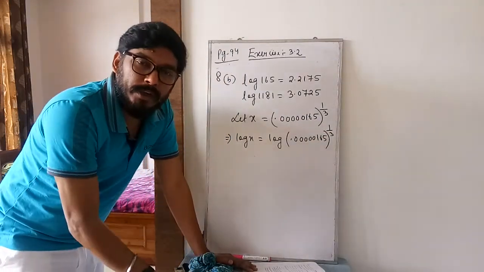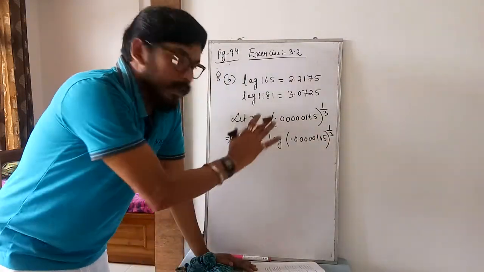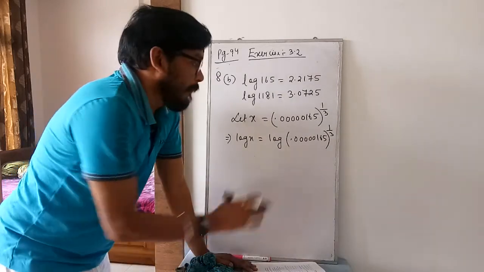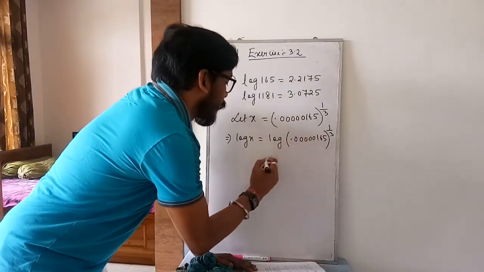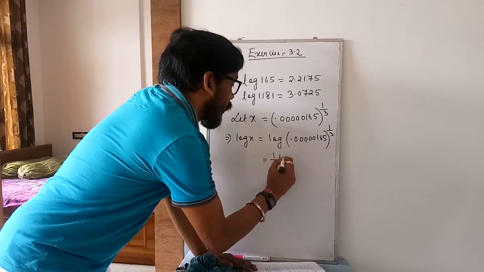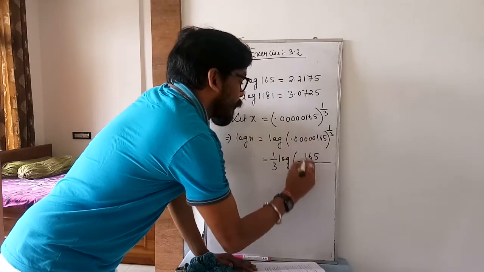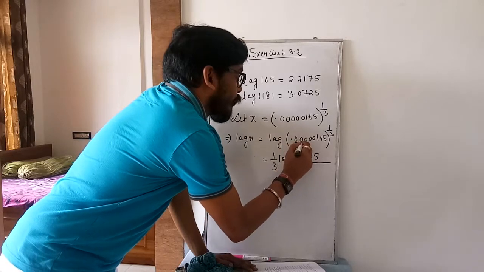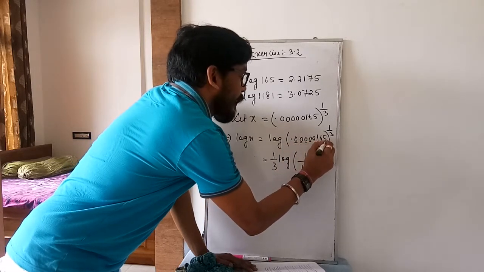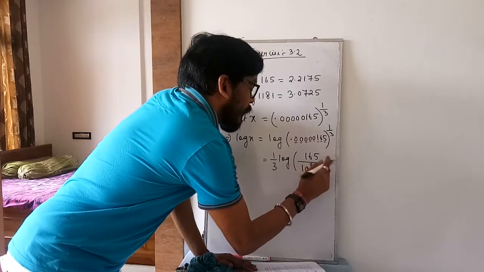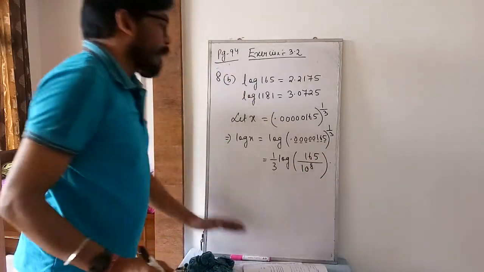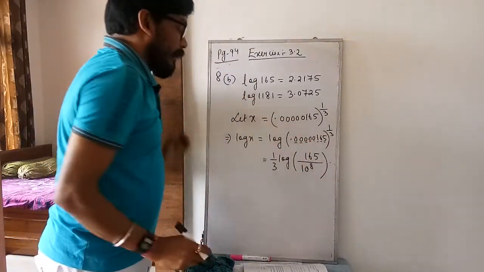By chance while doing, if I do any mistake, you rectify by yourself, just to follow the process. So 1 by 3 will come in the coefficient of log. Let me remove the decimal. In the numerator it will be 165. For point it is 1, and here 1 2 3 4 5 6 7 8, so 10 to the power 8. I repeat again, 5 and 8.